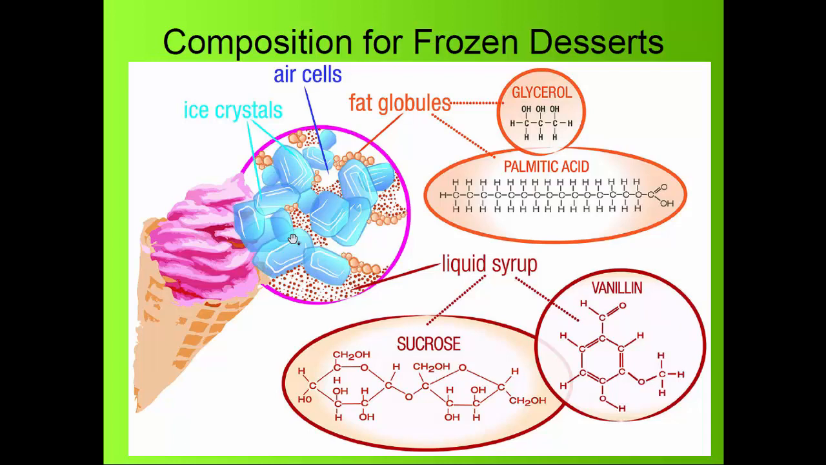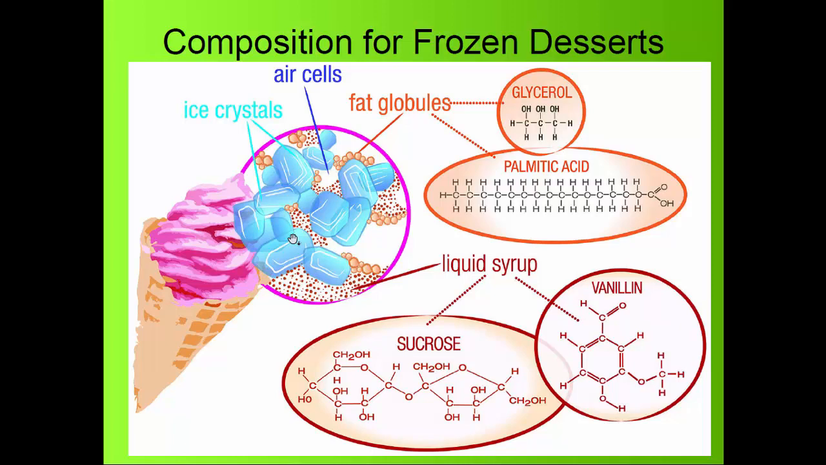The ice crystals are shown as blue chunks, and the air cells are shown as white. Then the fat globules, which are much smaller than the ice crystals, right? And then the liquid syrup. This is the water, the sucrose, and the vanillin, which is vanilla.